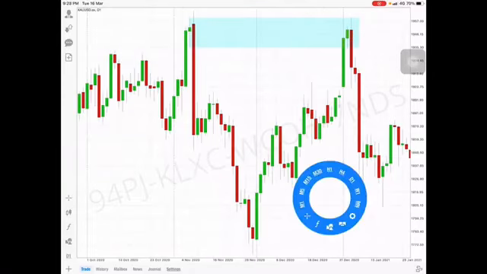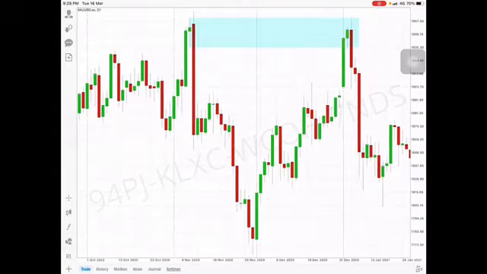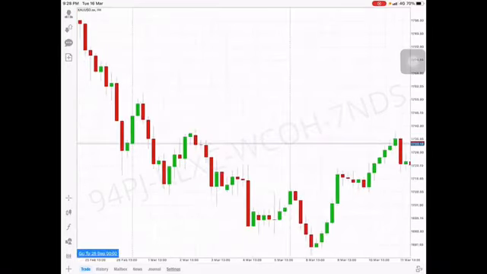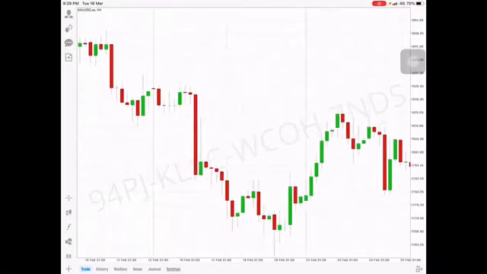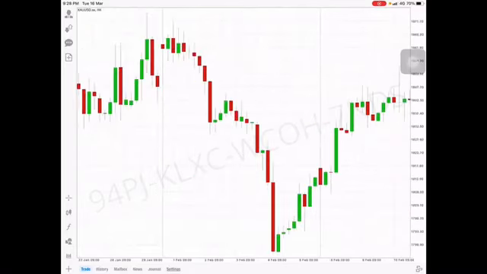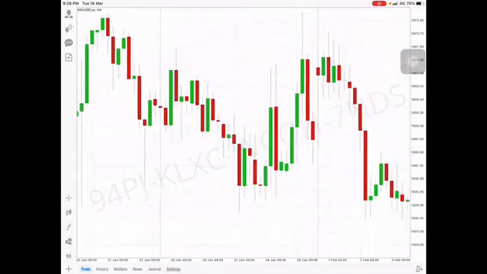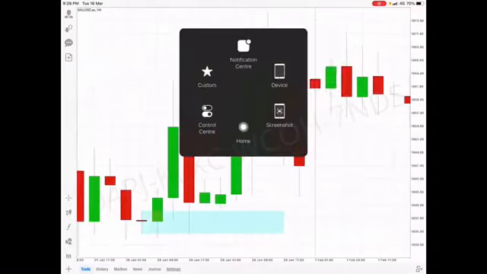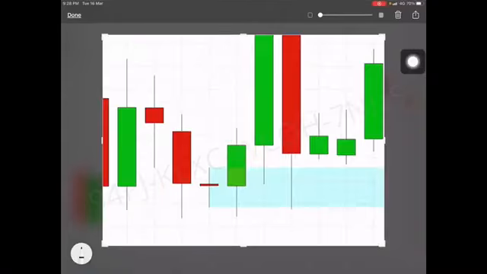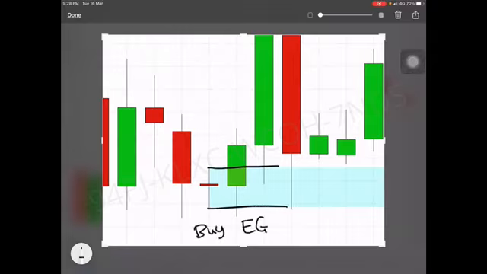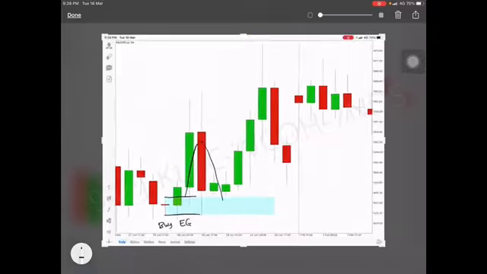I'm going to show you some more. Let's say if you go to H4, like this. Do you see this? This is a buy engulfing. So when the price comes back, you can entry for, sorry, you can entry for buy.